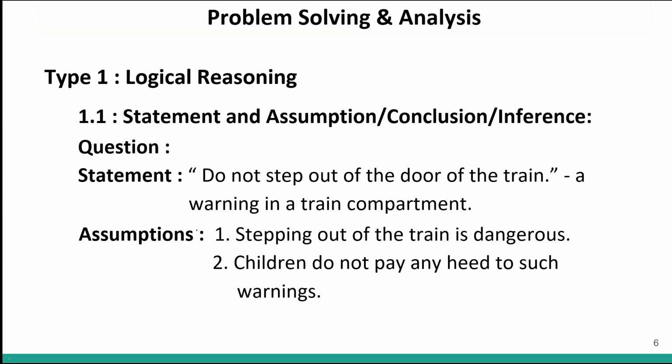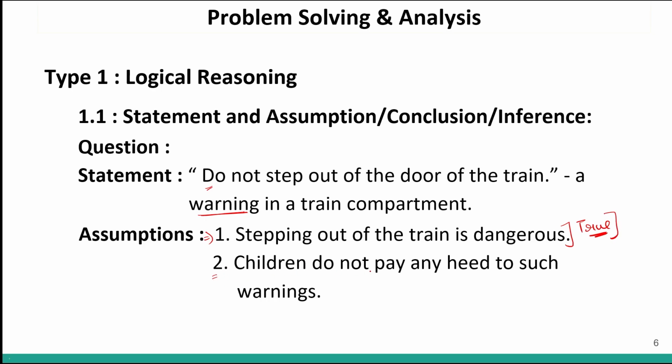Now, if you look at assumption 1, that stepping out of the train is dangerous, this is a true assumption. Because if this was true, only then we will get a warning. Because if stepping out of the train is not dangerous, why would there be a warning at all? If there is a warning on the train compartment, that means it is dangerous. That is the only reason why there is a warning. So this assumption is true.